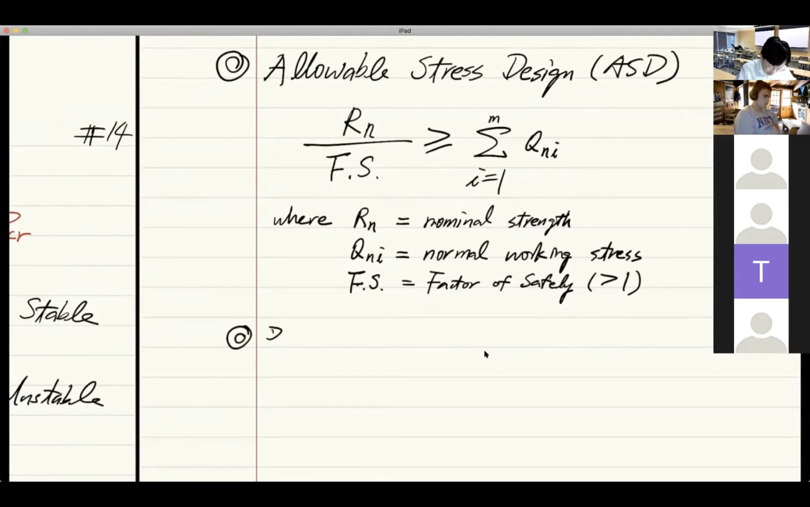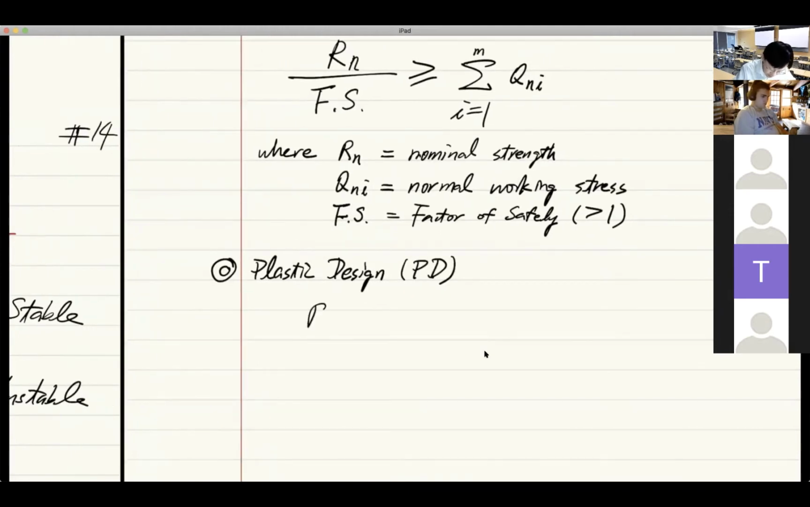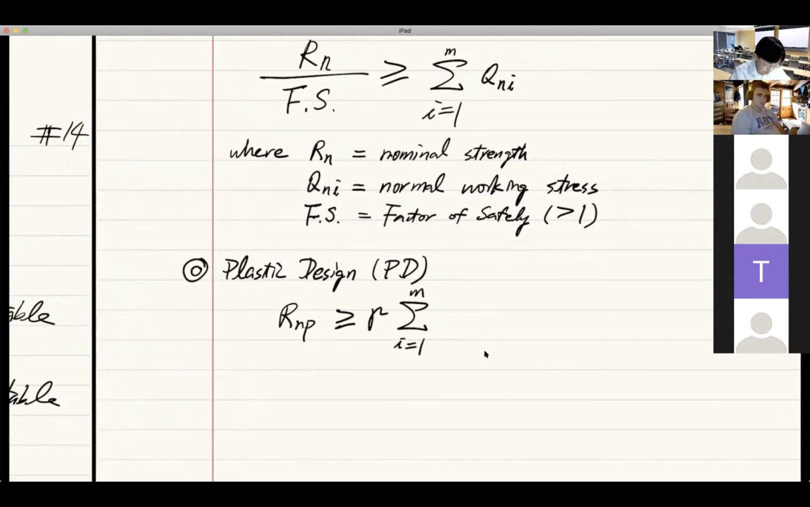Next one is called plastic design. In plastic design, the concept is this. R sub n p must be greater than or equal to gamma times the summation of all the nominal plastic strengths, which is Q sub n i.